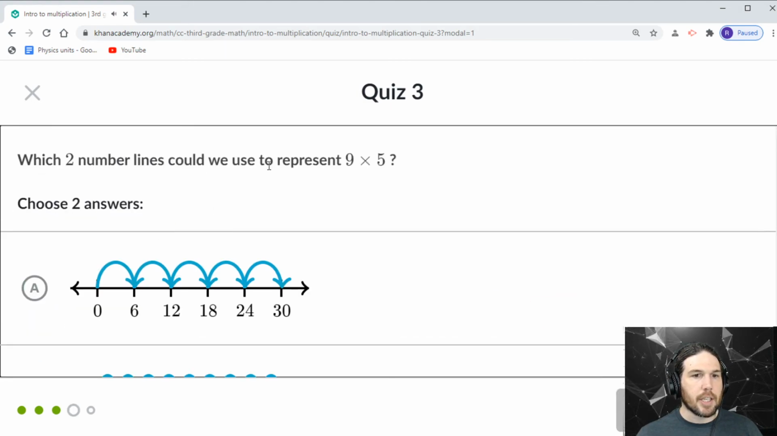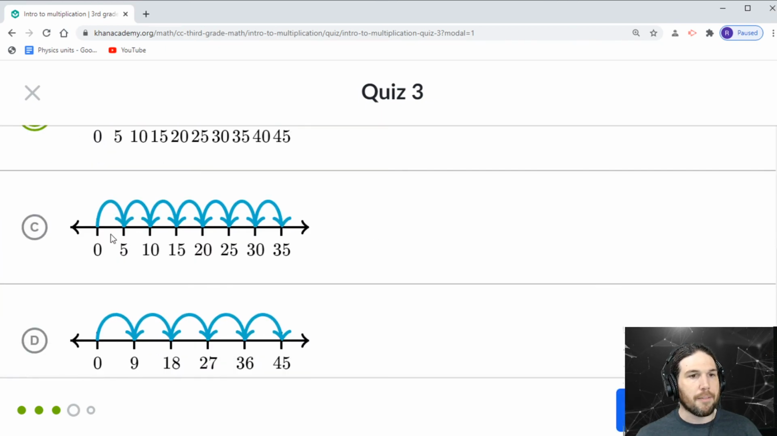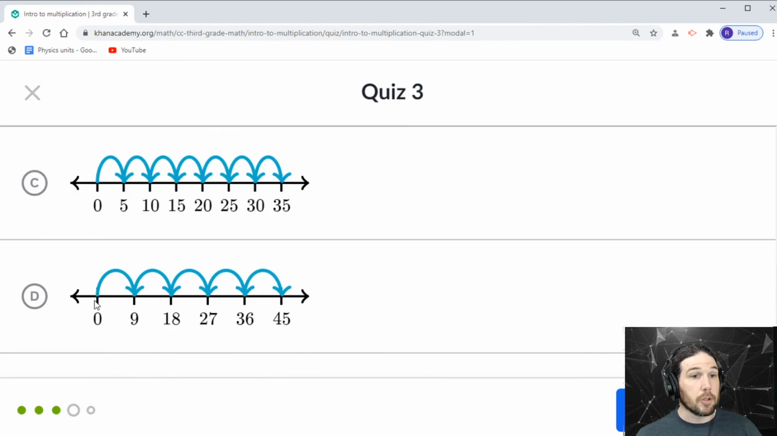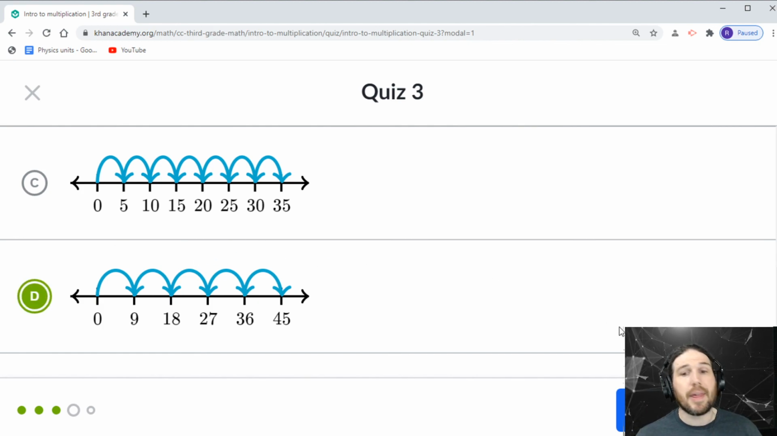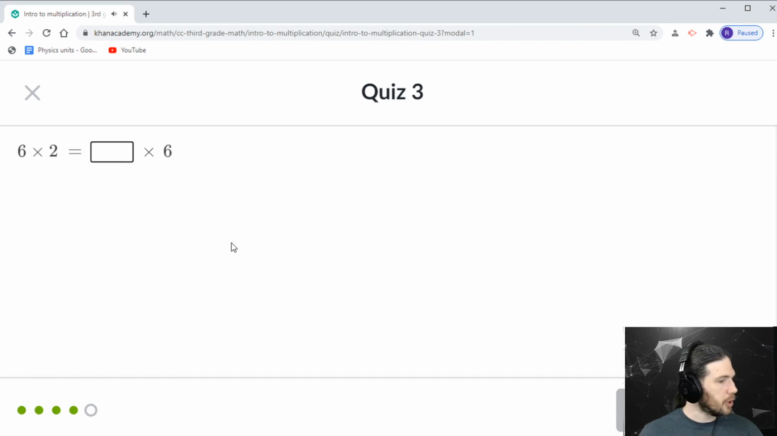Which 2 number lines could we use to represent 9 times 5? Well, this is jumping by 6s, so that's clearly wrong. This is jumping by 5s, and 1, 2, 3, 4, 5, 6, 7, 9 times. Okay, so B is correct. C is jumping by 5s, but it's only 7 times. And D is jumping by 9s 5 times, which is the same thing. Both of them are correct. 6 times 2 is 2 times 6. And that's that.